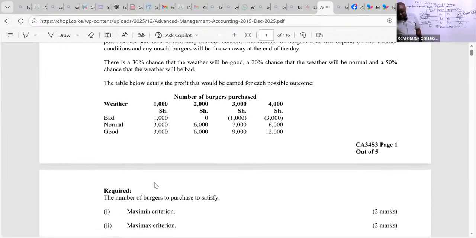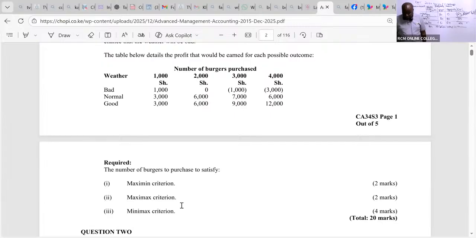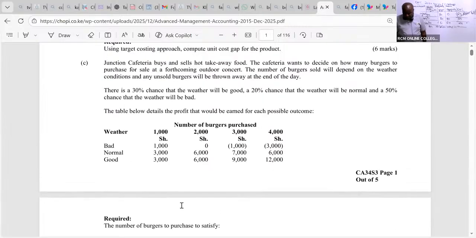They want us to give them the number of burgers to purchase to satisfy maximin criterion, maximax criterion, and then minimax criterion. Remember, this weather, bad, good, is probabilistic. So go ahead, first of all, and transpose, because we shall always have the states of nature, the probabilistic events, being at the very top.